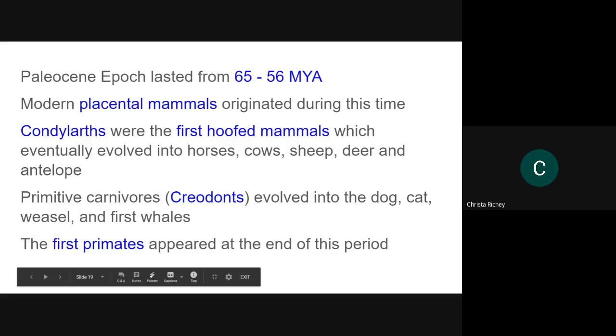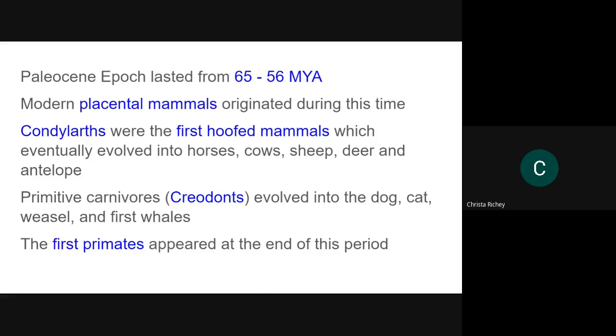Your carnivores didn't look like our modern day cats and dogs, but those are called creodonts. Most of the creodonts went extinct at the end of the Ice Age. They didn't make it through. And like I said, the earliest of the primates were at the end of this period. Now, not our ancestors specifically, that was later.